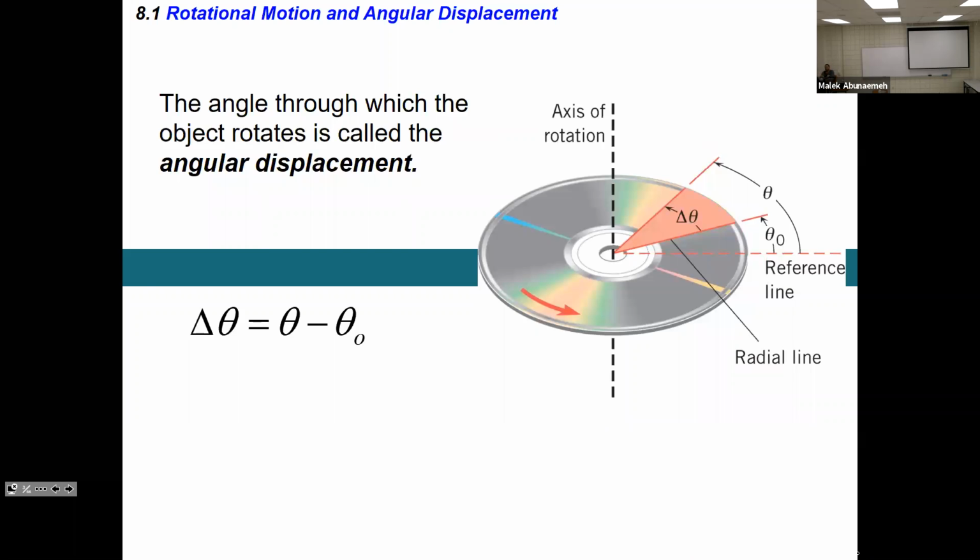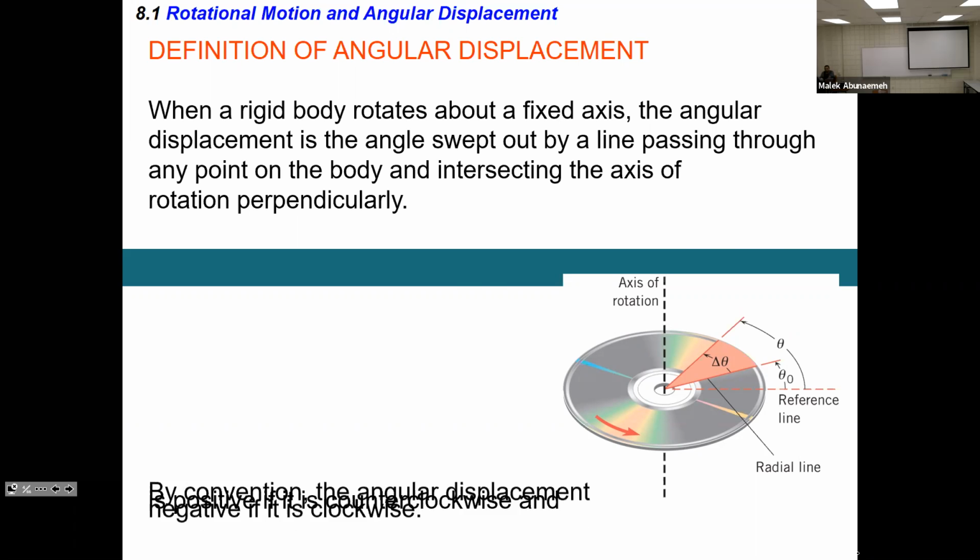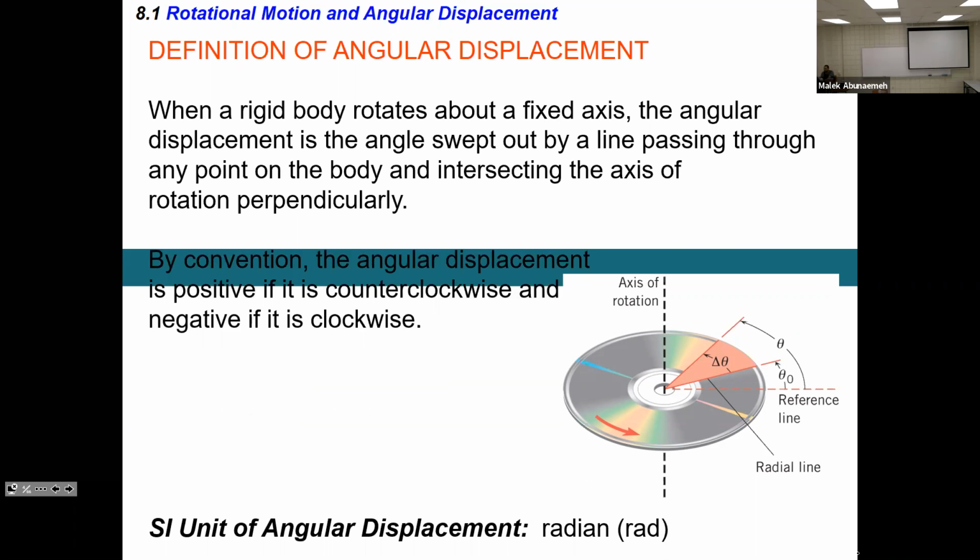The angle through which the object rotates is called your angular displacement, which is your final theta minus your initial theta. When a rigid body rotates about a fixed axis, the angular displacement is the angle swept out by the line passing through any point on the body and intersecting the axis of rotation perpendicularly. The unit for it is radians, right? So you go in radians for your angular displacement.